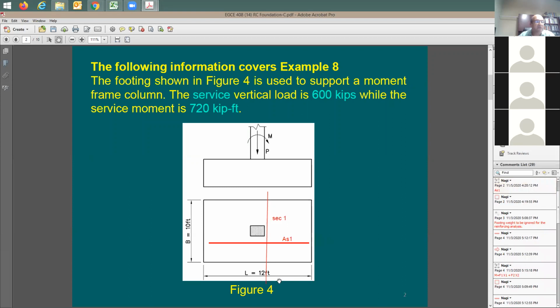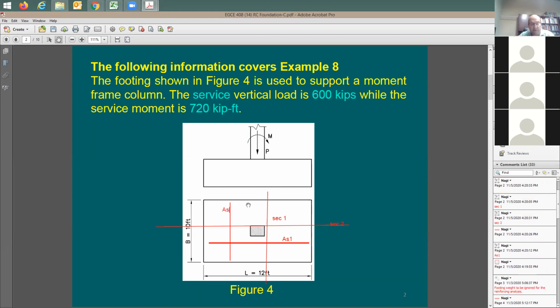Someone's going to say, how about the reinforcing in the other direction? I'm going to say, like what? Someone's going to say, how about this reinforcing here? How much would you put here? You say, in this case, you need to take section 2. And your section 2 is going to be right here at face of the column in here. So I'm going to call this section 2 to find out AS2. So this here is going to be AS2.